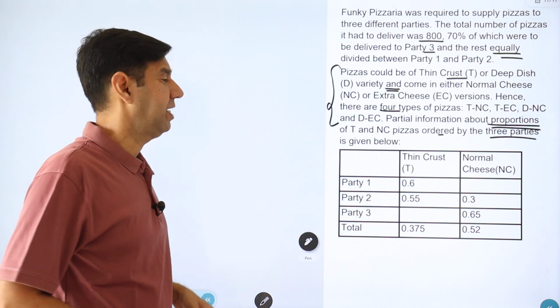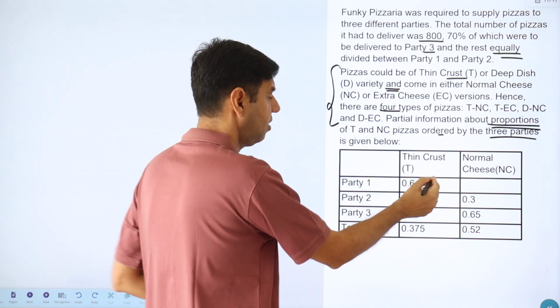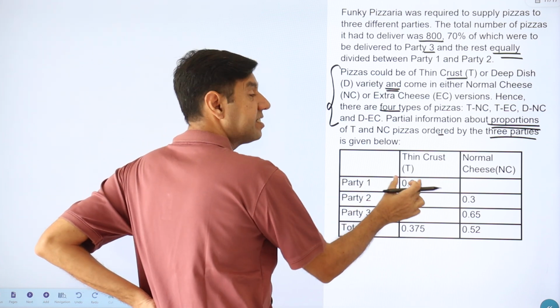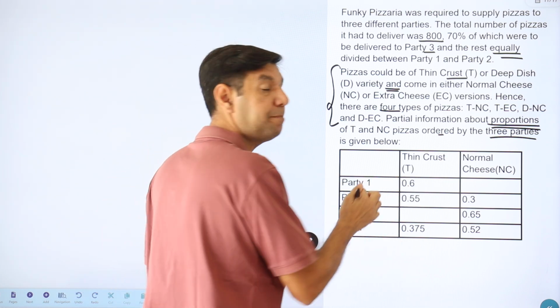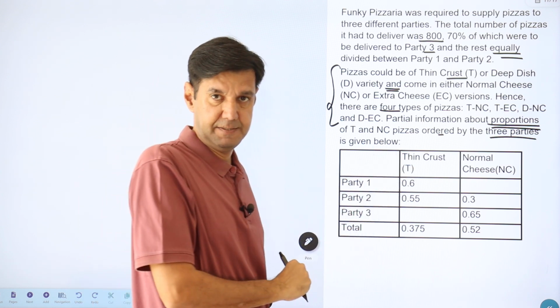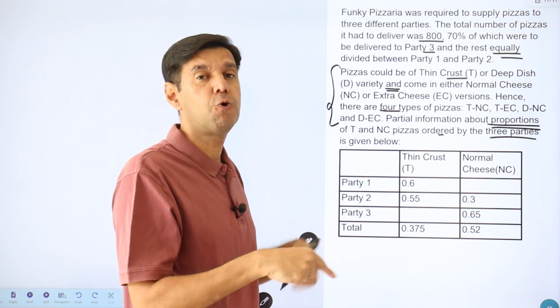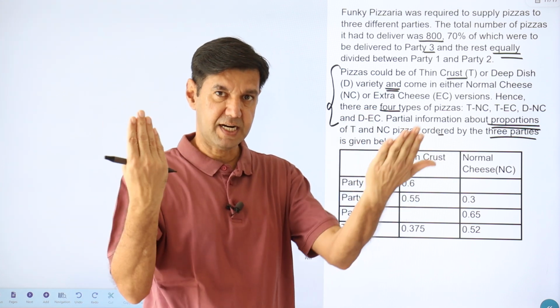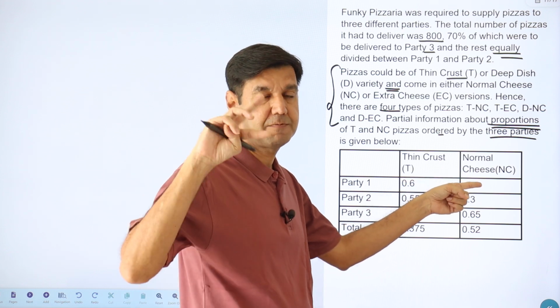A few students misunderstand this data, so let me pick a number and explain. 0.6 of whatever party 1 ordered were thin crust. So the rest 0.4 would have been deep dish. So we know the distribution between thin crust and deep dish, but we don't know the distribution between normal cheese and extra cheese.